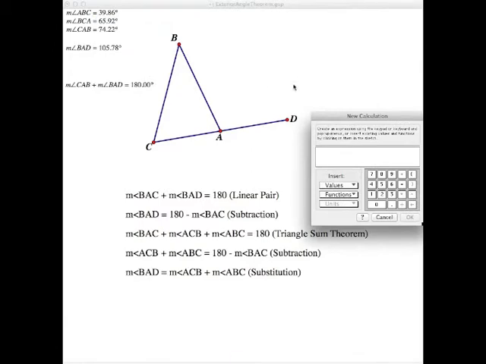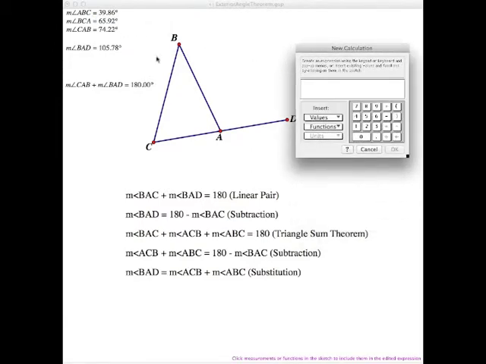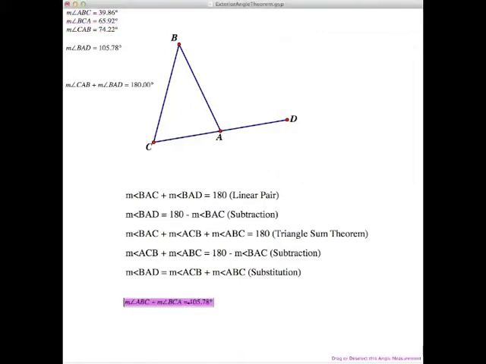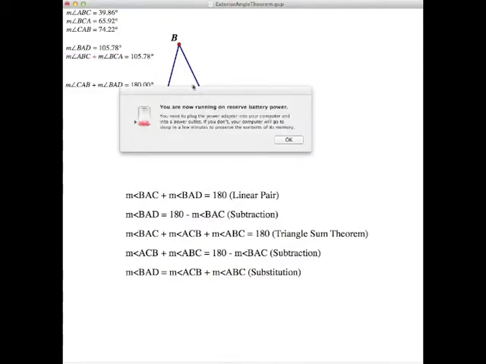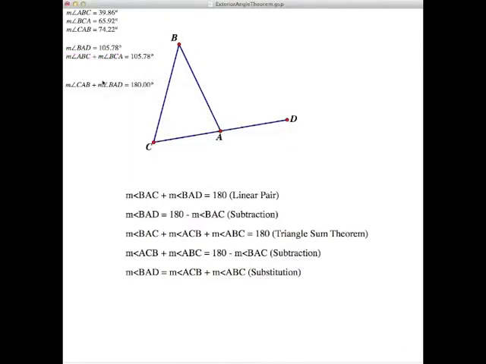So let's calculate the measure of ABC plus the measure of ACB, and indeed it does add up to the same as the exterior angle. Okay, so far so good. Now, how do we prove this?